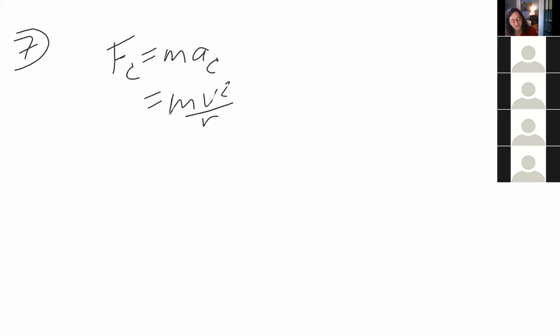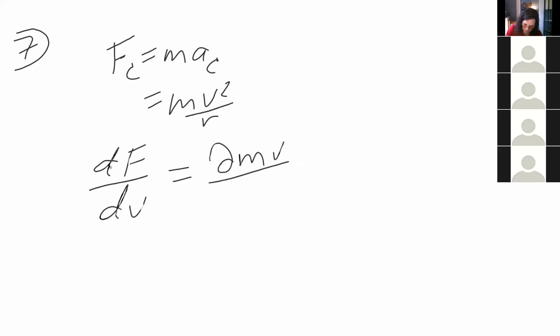We're asked to calculate the slope of the plot. The plot is force versus velocity. A slope is a derivative, so I would do the derivative of the force with respect to velocity. Differentiating the right-hand side, holding everything else constant, you would have a derivative of 2mv over r. Pretty straightforward. You just need to evaluate it. They've given you a speed explicitly. They've given you the radius and the mass as well. So it's everything that you need for part A.